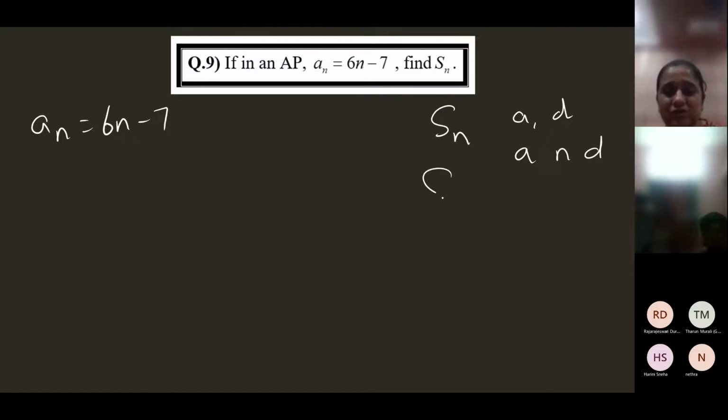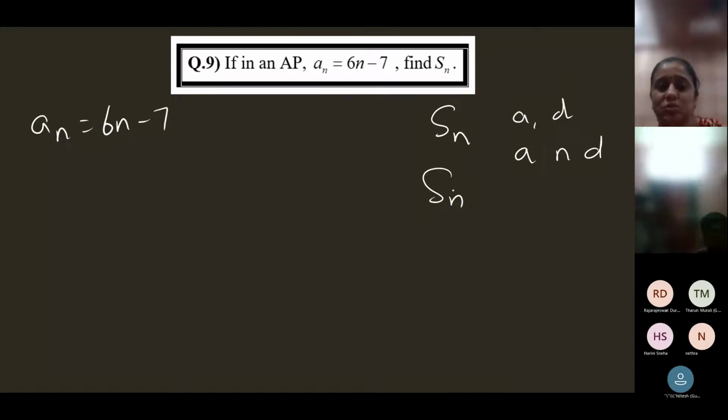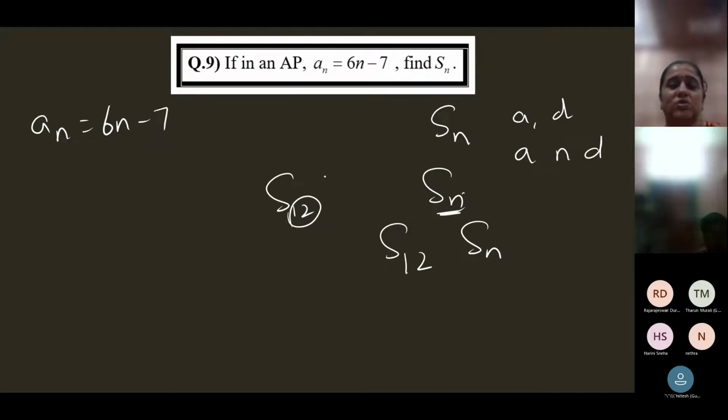But here they want you to find only Sn. So why do you need the value of n? You want to find Sn, right? So n is n only. You don't want to find S12. You want to find Sn. So n is n. If you want to find S12, then n is 12. You want to find Sn, so n is n.